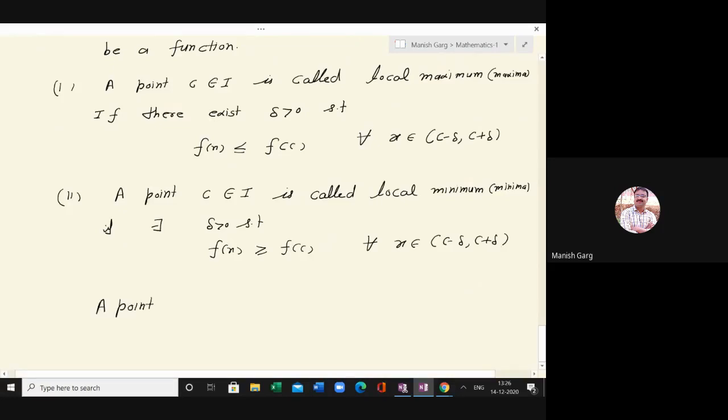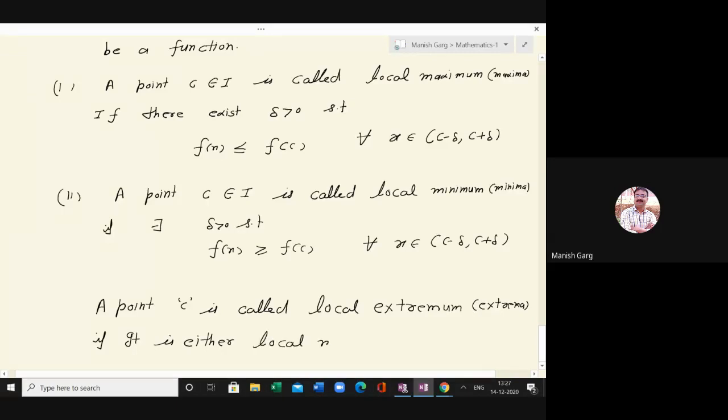Or a point c is called local extremum, extrema, if it is either local minima or local maximum. So now the point is, here we are discussing local maximum and minimum, but if you take an interval, what is the absolute maxima or global maxima?